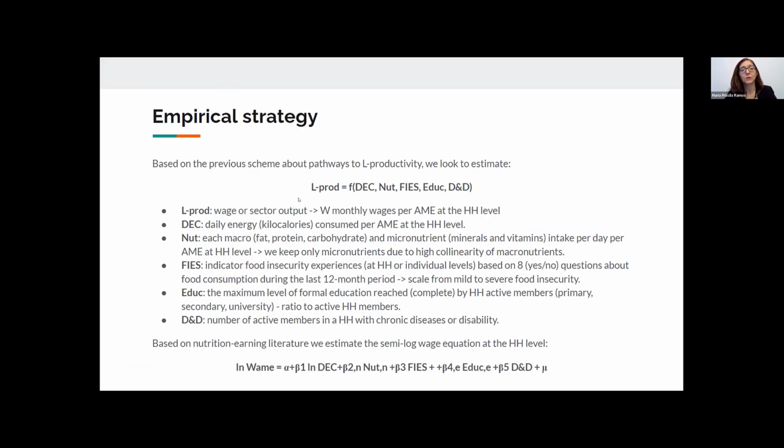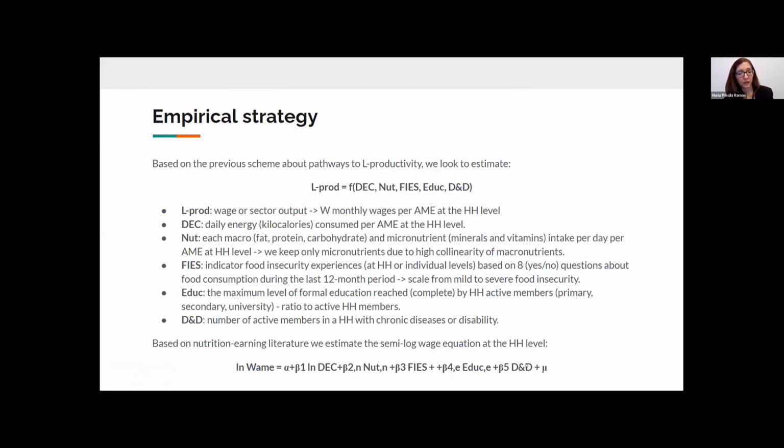There are other papers that also focus on output because they work on a particular sector, for example agriculture, a particular crop. In this case, we are interested in measuring labor productivity in the whole economy. So we keep the wage equation. The estimation will be focused on the semi-log wage equation, where the wages are in terms of adult male equivalent at the household level and transformed with a logarithm.